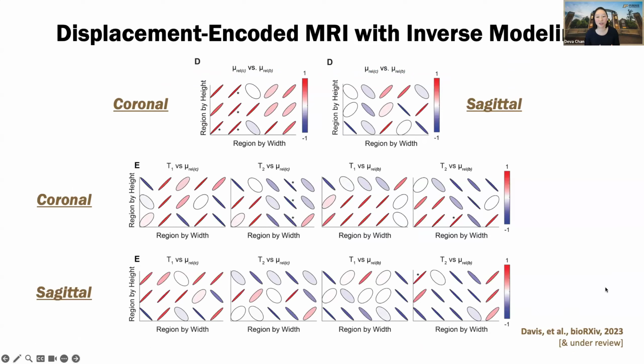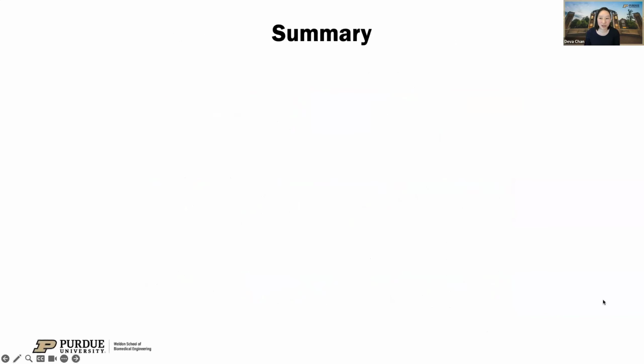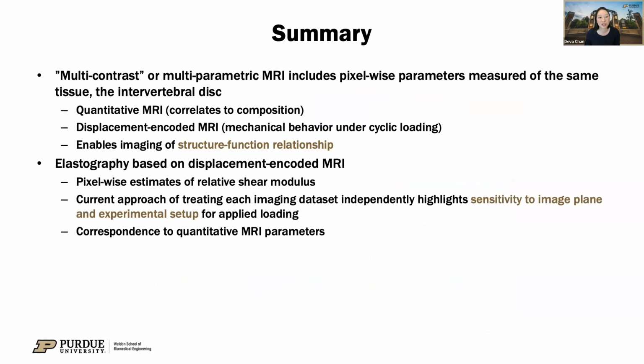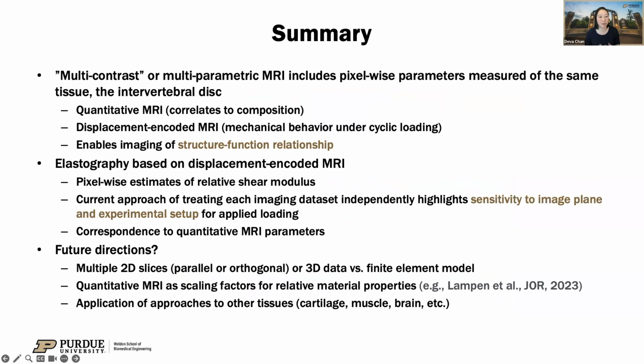And of course, that means that there are still some variables that we need to consider beyond just the content and the total displacement. So in summary, we did multi-contrast or multi-parametric MRI that included multiple ways of evaluating the structure-function relationship. We performed elastography based on that displacement-encoded MRI, and we hope that in future directions, we're going to be able to better integrate multiple slices or even 3D slices, and then be able to actually integrate the qMRI as a scaling factor when it comes to predicting our elastography measurements.